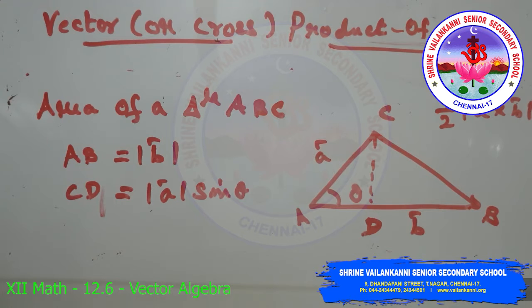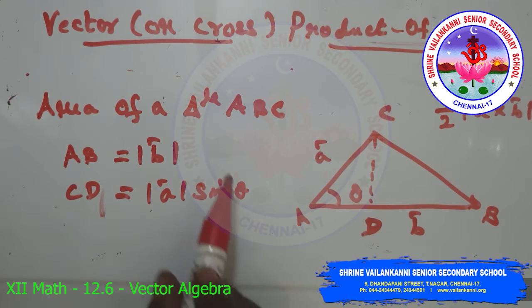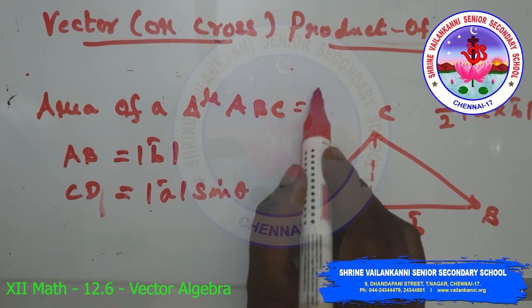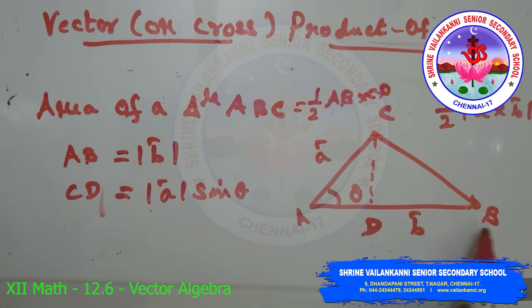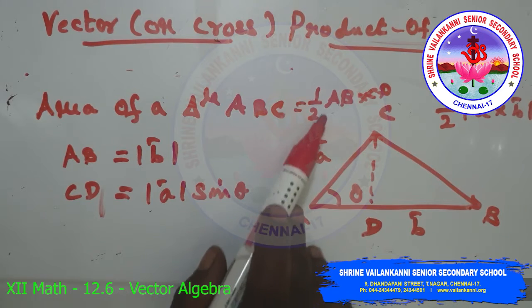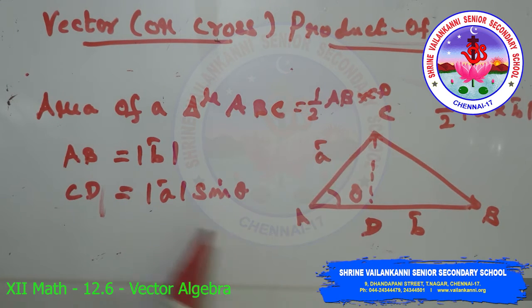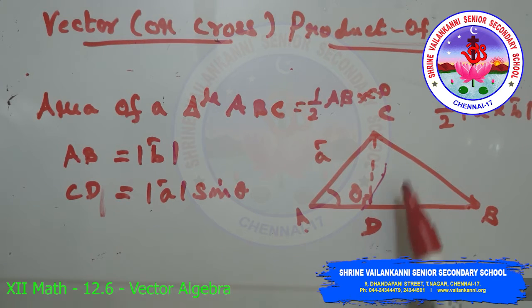By definition of the area of a triangle, area of triangle ABC is equal to half base into height. Here base is AB and CD is the height. So area of the triangle ABC is half of AB into CD. AB is vector B. And CD, we have to find the height of this triangle, which is CD.